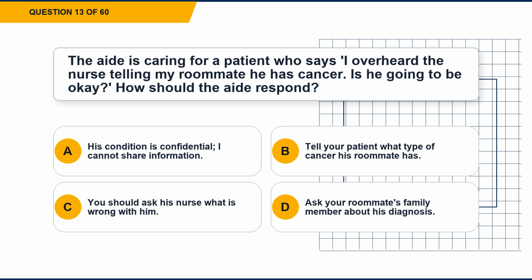Question 13. The aide is caring for a patient who says, "I overheard the nurse telling my roommate he has cancer. Is he going to be okay?" How should the aide respond? Option A, his condition is confidential, I cannot share information. Option B, tell your patient what type of cancer his roommate has. Option C, you should ask his nurse what is wrong with him. Option D, ask your roommate's family member about his diagnosis.